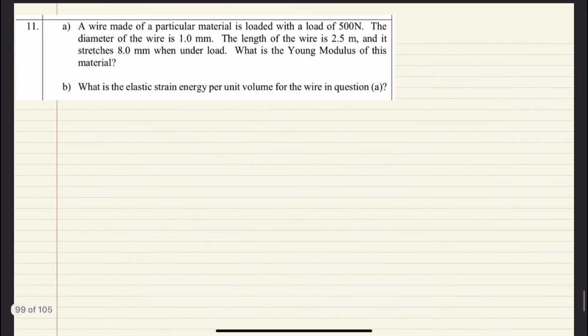Okay, next question. It says a wire made of a certain material is loaded with a load of 500 Newton. The diameter of the wire is 1 mm. The length of the wire is 2.5 meter and it is stretched 8 mm under load. What is the Young's modulus of this material? I think this one is straightforward, except for part B, they ask you to find the strain energy per unit volume. So the strain energy per unit volume is basically U over V equals half stress times strain. So for question A, we can calculate stress and strain separately.